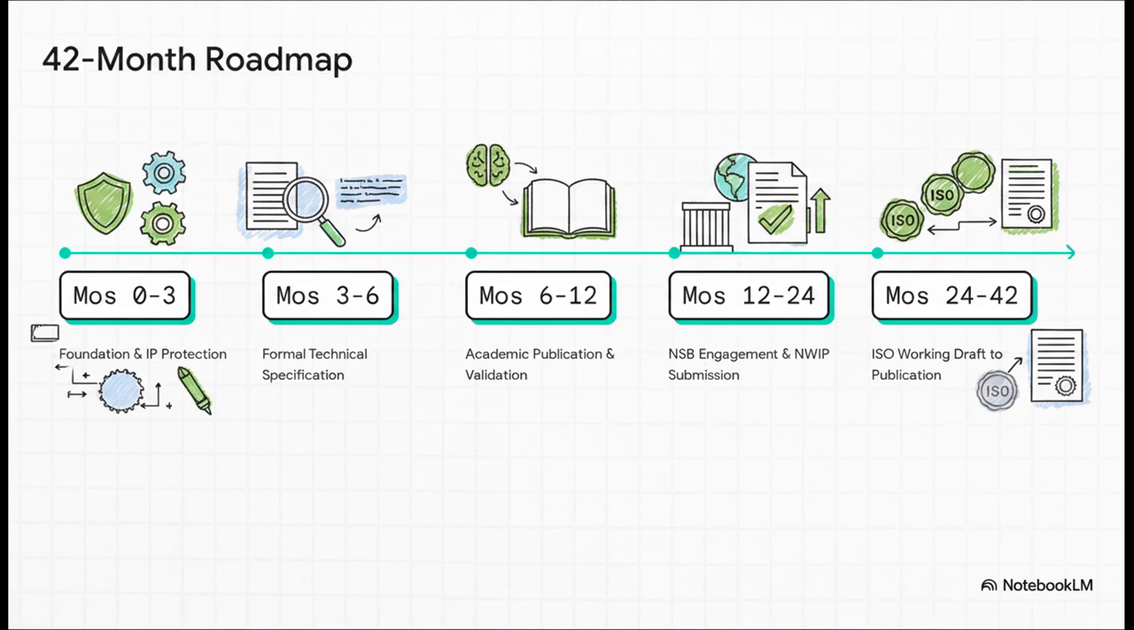It takes a highly structured, grueling 42-month roadmap. You start with foundation and IP protection. Then months 3 through 6 are all about formal technical specification, turning documentation into strict normative language. Then you push into academic peer review and empirical validation for a year. Next is engaging a national standards body and submitting your new work item proposal, which takes you to year 2. Finally, you navigate the ISO working draft stages all the way to publication. It is a long road by design, because surviving the scrutiny of every national delegation is the ultimate validation flex.